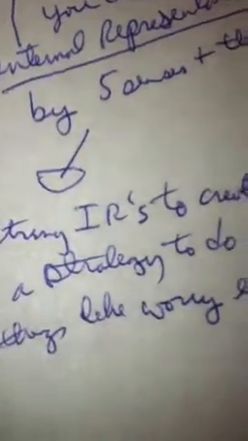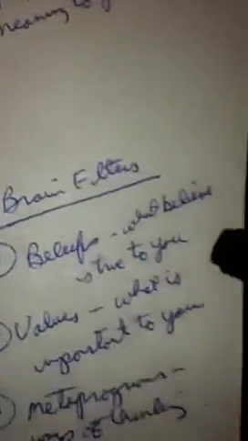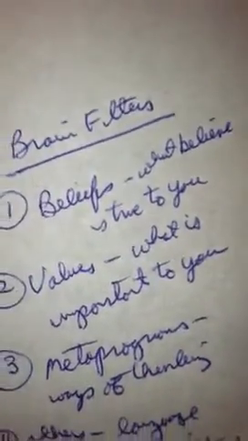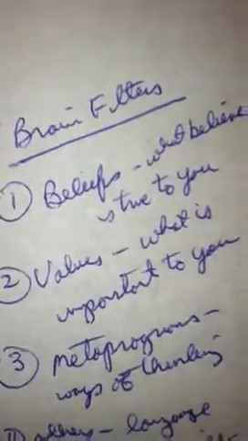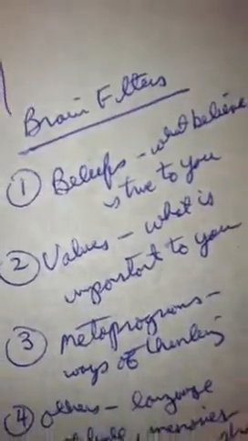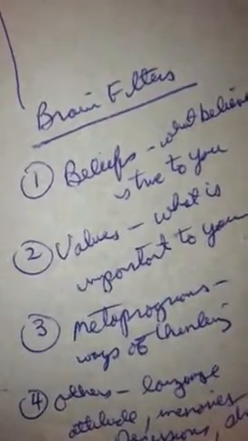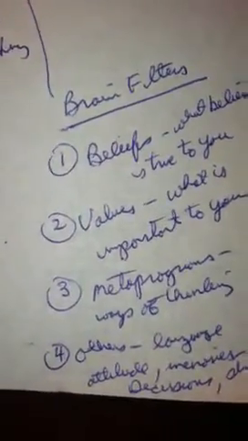A couple of other things we want to talk about are the major brain filters. What are brain filters? Things that go through your brain that show how things are working. And what filters in your brain? Beliefs. And one of the major things about beliefs is that what you believe is true to you is true. So you have to have very good beliefs in order to do what you like. Values are what is important to you. Do you value your time, your money, your family, etc.?